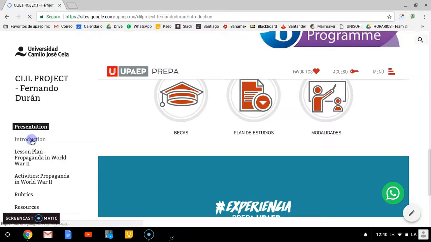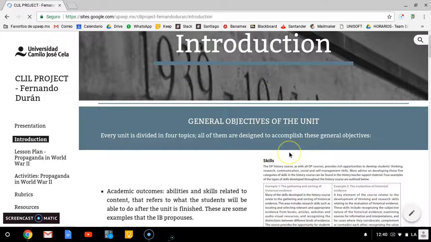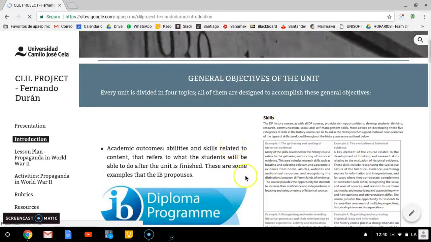In the introduction, you can see two main topics. First, the general objectives of the unit. This is like the methodology. What items, what elements are we taking into account to plan our unit? There are four main objectives.